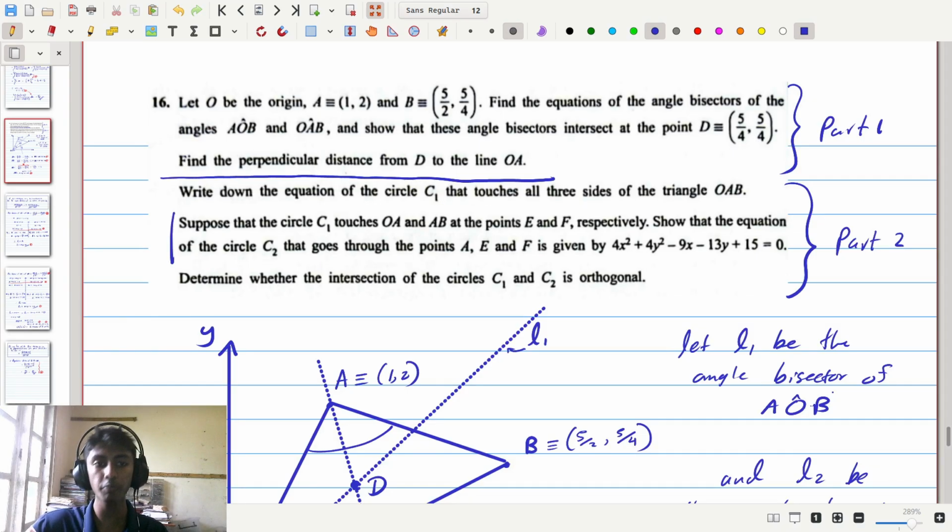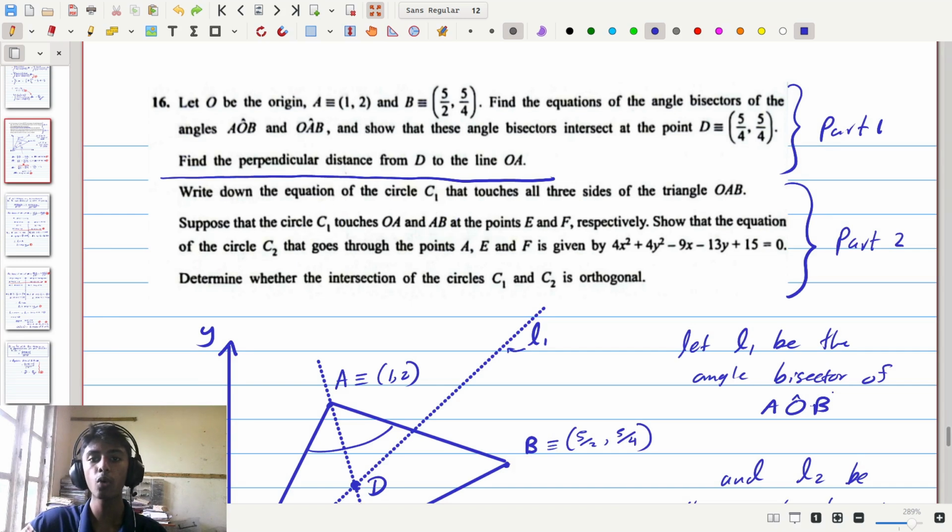But moving on to the next part of the question, it says, suppose that the circle C1 touches OA and AB at the points E and F respectively. So basically we're defining these points. The point E is the point on OA at which the line OA is tangent to the circle C1, and the point F is the point on AB where AB is tangent to C1.